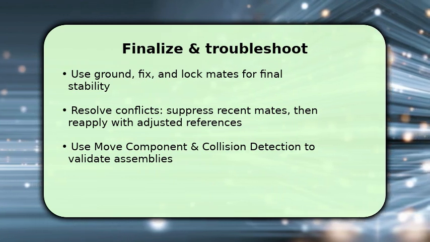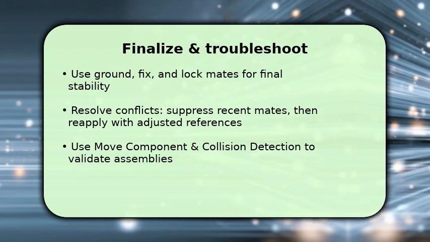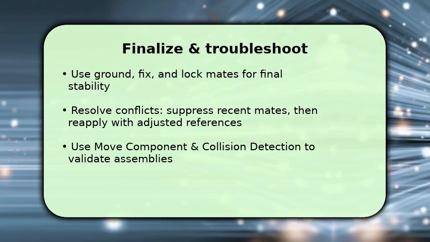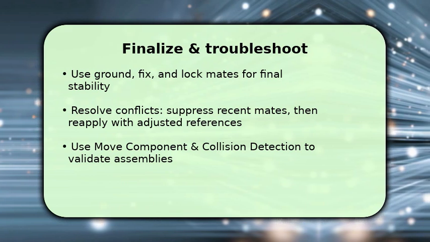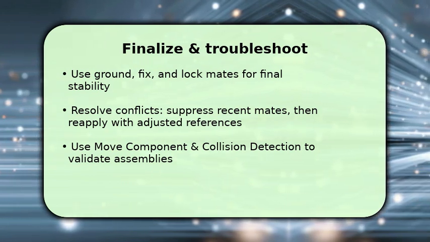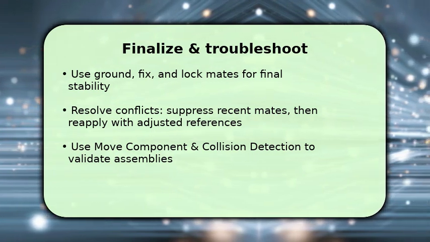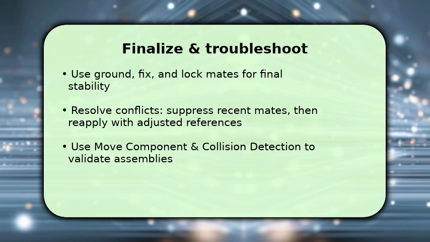If mates fail or the model is overconstrained, suppress the newest mates, inspect dependent references, and reapply using alternate reference geometry. This isolates the conflict. One quick troubleshooting tip: toggle display of mate errors and degrees of freedom to pinpoint the offending mate before mass editing.